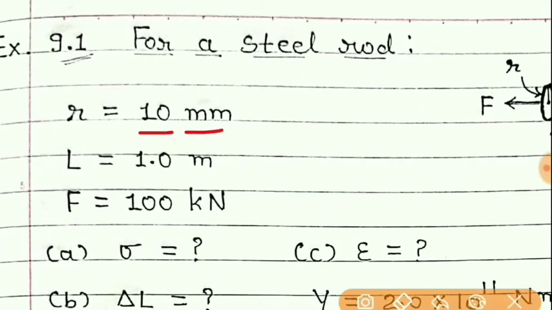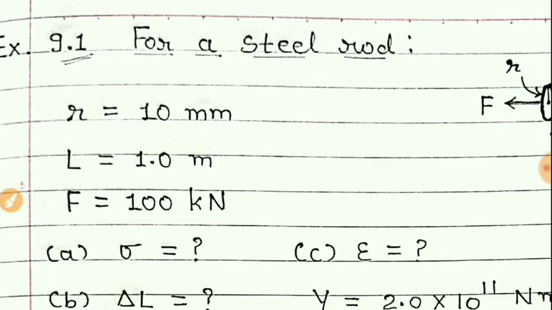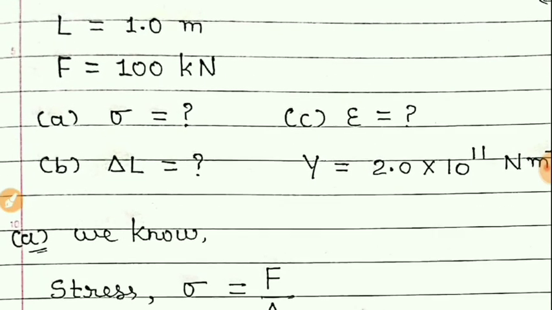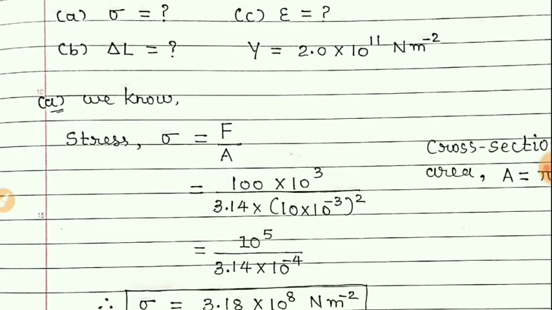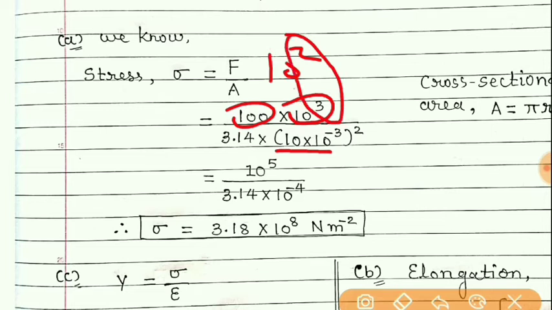10 mm means it is 10 millimeter. Milli means 10 raised to minus 3. So 10 into 10 raised to minus 3 meter, because when we put the values, that should be in the SI system. And so the value of R is kept here. Now 100 means 10 raised to 2, and here already 10 raised to 3 is there. So powers are added. So 3 plus 2 is 5. So in the numerator we obtained 10 raised to 5.